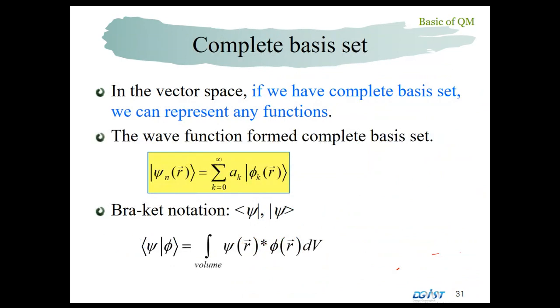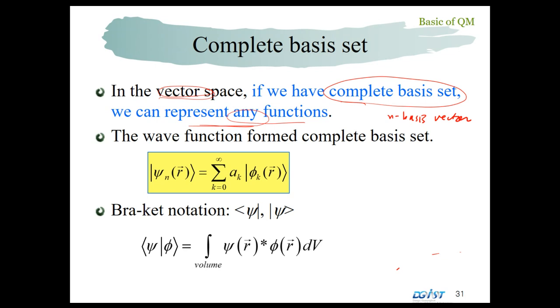So in mathematical study, people know that in a vector space, if we have a complete basis vector set, then we can represent any function. That means if we have sine and cosine to the infinite series, we can represent any function by the combination of sine and cosine. Or if we have n basis vectors, then we can represent any vector by these basis vectors. Okay.